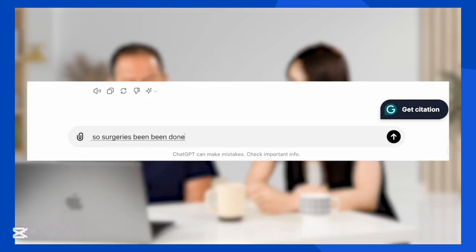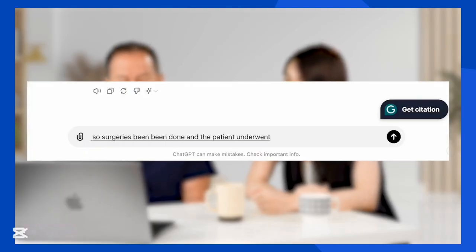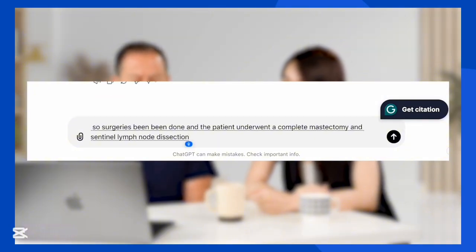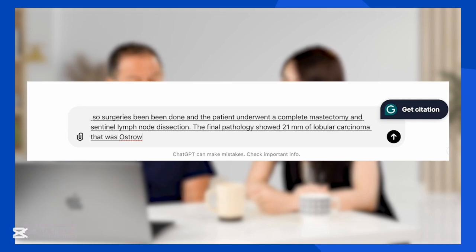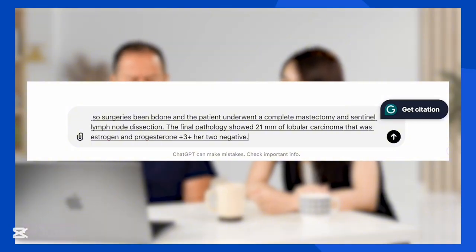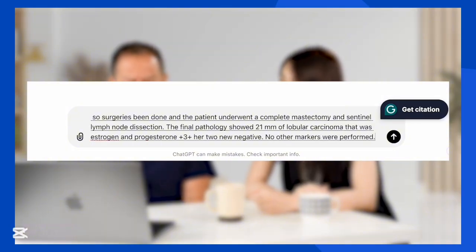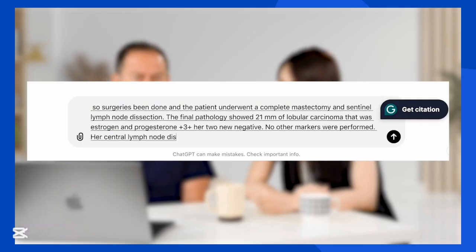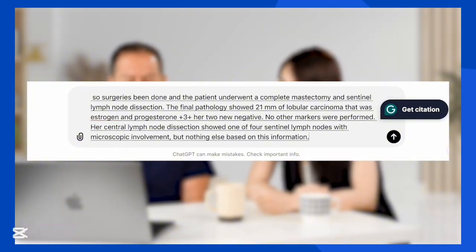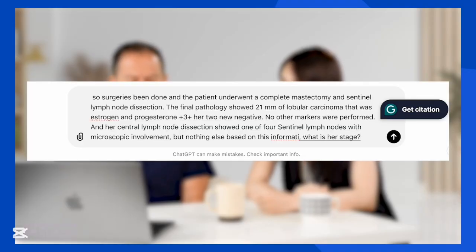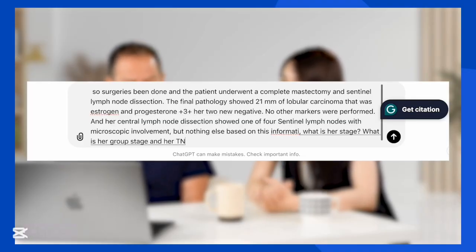So surgery's been done, and the patient underwent a complete mastectomy and sentinel lymph node dissection. The final pathology showed 21 millimeters of lobular carcinoma that was estrogen and progesterone positive, 3+, HER2/neu negative, full stop. No other markers were performed, full stop. And her sentinel lymph node dissection showed 1 of 4 sentinel lymph nodes with microscopic involvement, but nothing else. Based on this information, what is her stage? What is her group stage and her TNM stage?